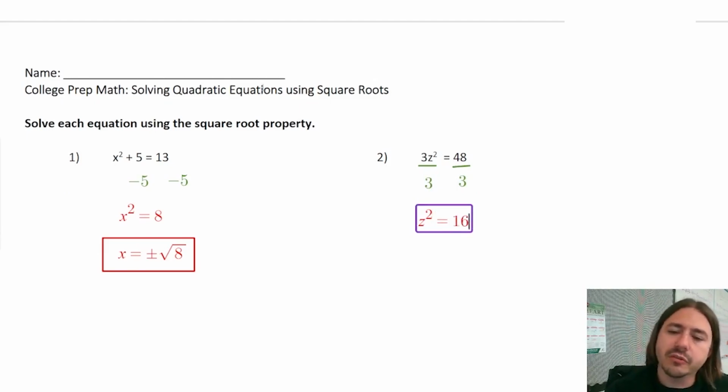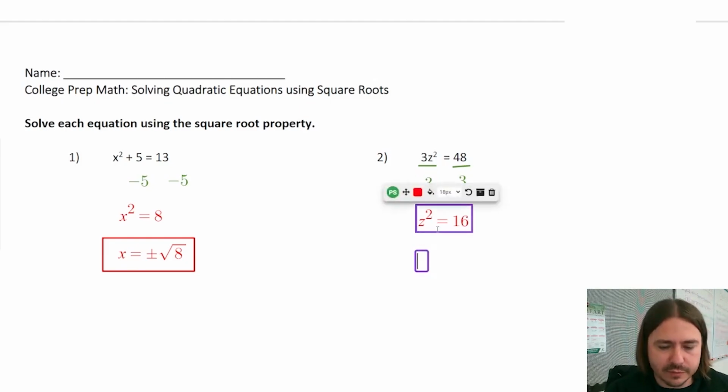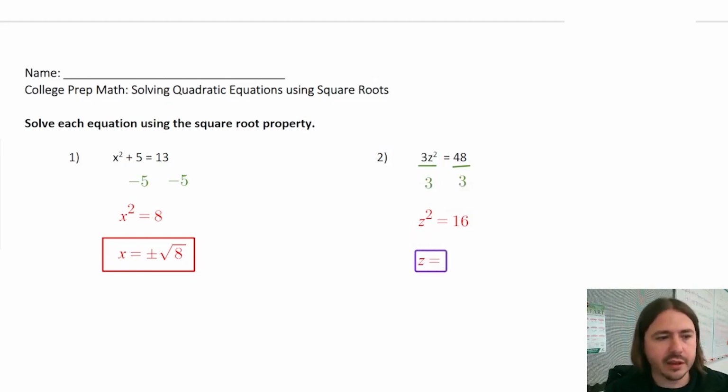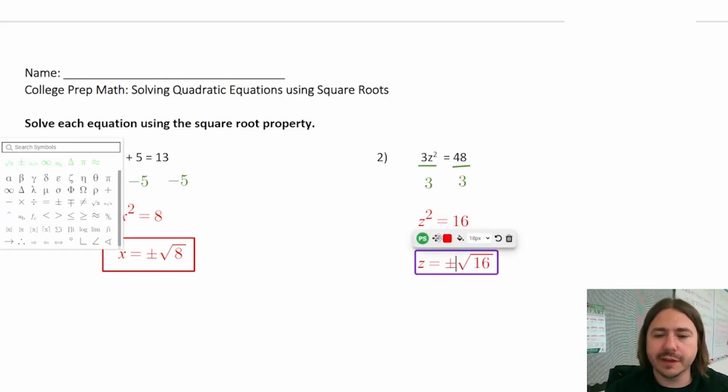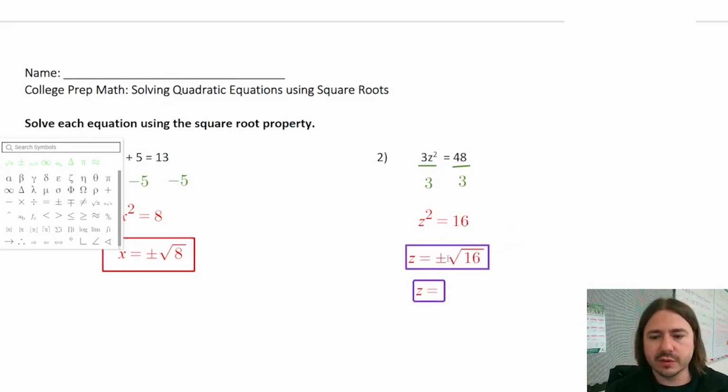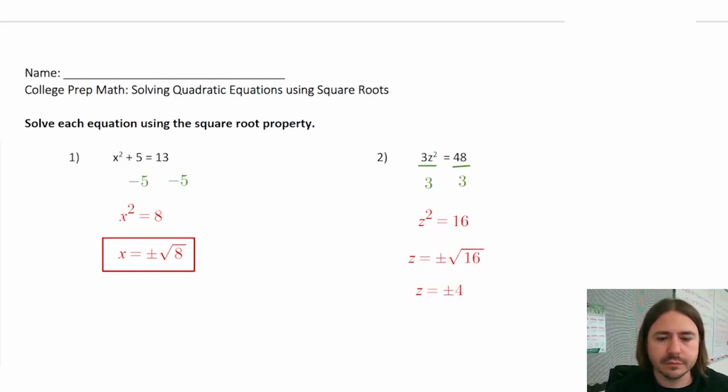Now I'm going to take the square root of both sides, so I'm going to end up with z equals, again, can't forget the plus or minus, the square root of 16. Now 16 is a perfect square, so we can go ahead and simplify that further. The square root of 16 is 4, so we get z equals plus or minus 4. I'll put a couple lines here just to make this look a little nicer.